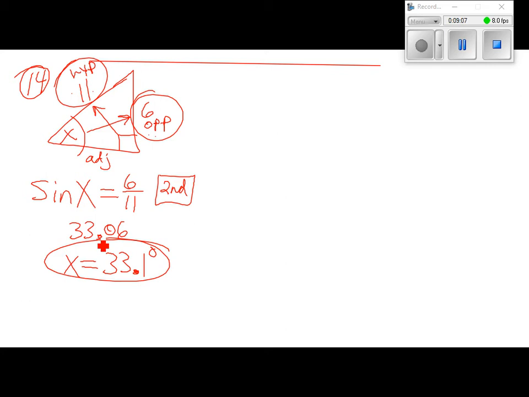Next one after 14 is 15. So we're doing problem 15.